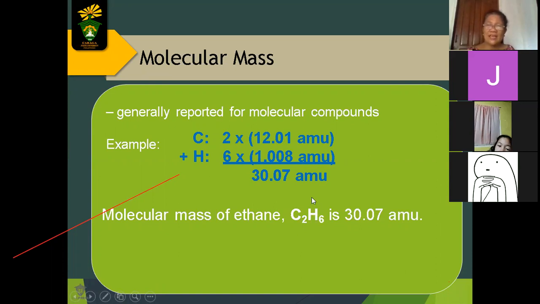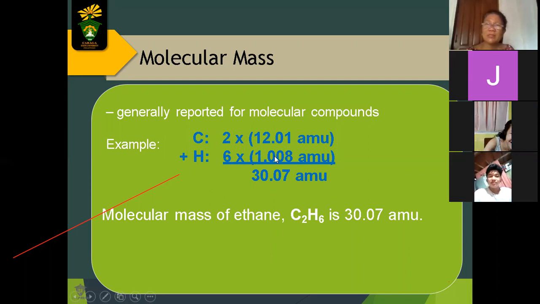So here in ethane, ethane is a gas. How many atoms of carbon? It's 2. Go into your periodic table. It has 12.01 atomic mass unit. For hydrogen, you have 6 atoms multiplied by your atomic mass, which is 1.008. Then sum it up, that is 30.07.